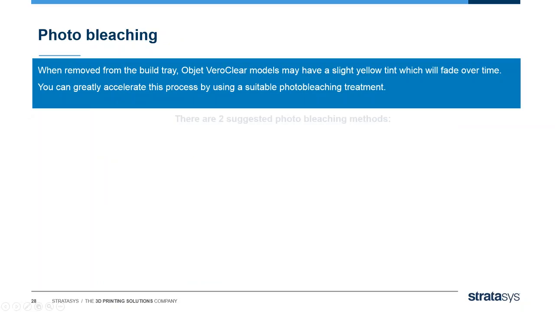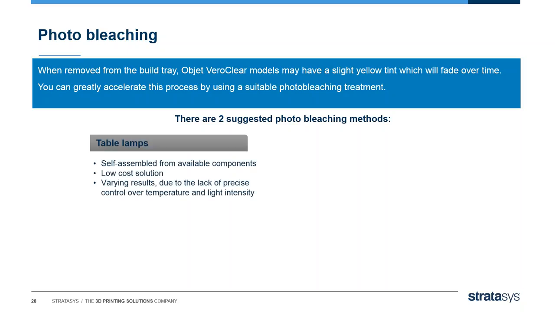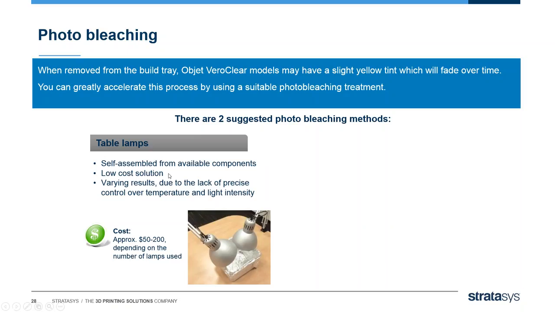Let's talk about photo bleaching. In the beginning of VeroClear, about 3 years ago, a lot of customers and partners and also we figured out that the parts come out of the printer in a yellow tone. This comes from the exposure to UV light. But we can work against this with a post-process that we call bleaching, and we have two different ways.